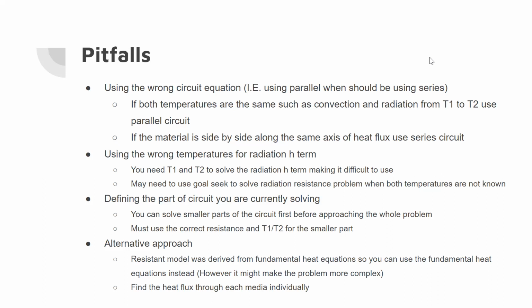Also, defining the part of the circuit we're currently solving. So we can obviously mess up terms. We need to use the right T1 or T2 for a specific part, and we must use the correct resistance as well. An alternative approach would be using the fundamental heat equations instead of the resistance model, since that's where it's derived from, but that would also make the problem more complex. And we could also find the heat flux through each media individually.